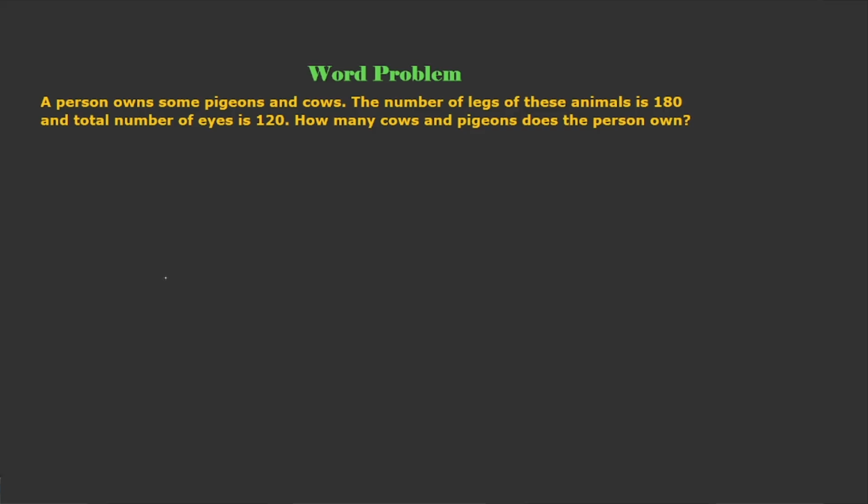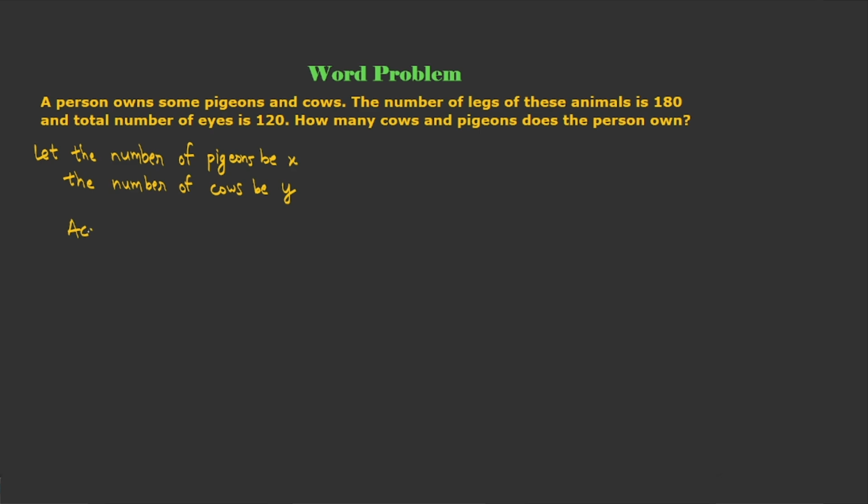Let's see this example. A person owns some pigeons and some cows. The number of legs of these animals is 180 and the total number of eyes is 120. How many cows and pigeons does the person own? So again we will start with: let the number of pigeons be X and the number of cows be Y.